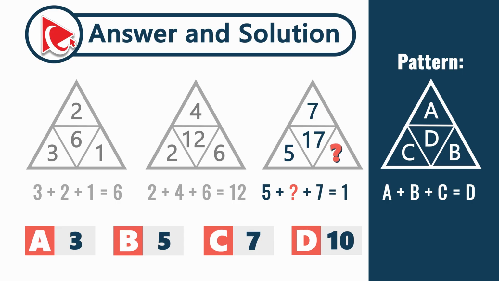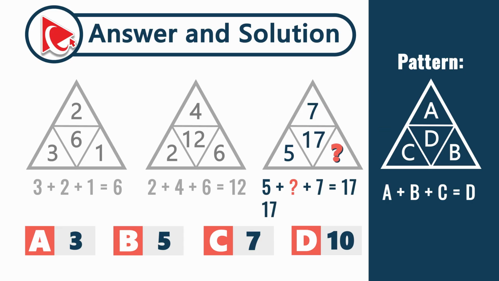5 plus the missing number plus 7 equals 17. 17 minus 12 equals 5. And the correct answer here is choice B, 5.